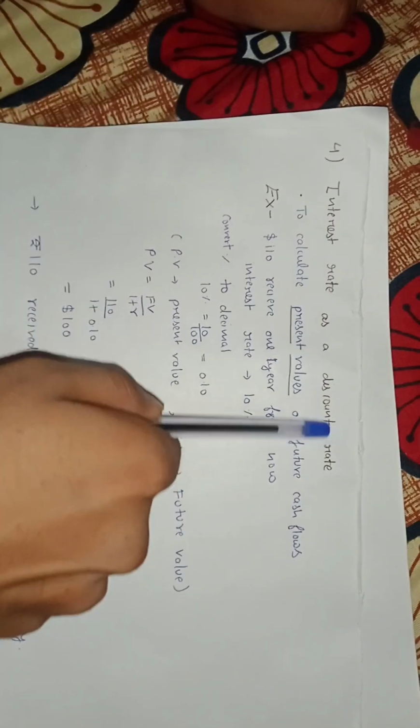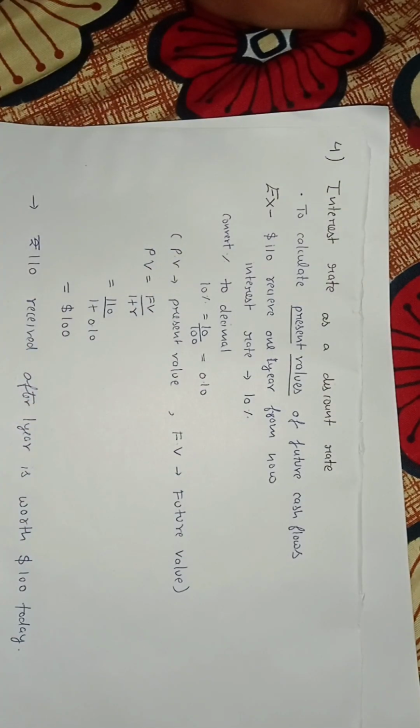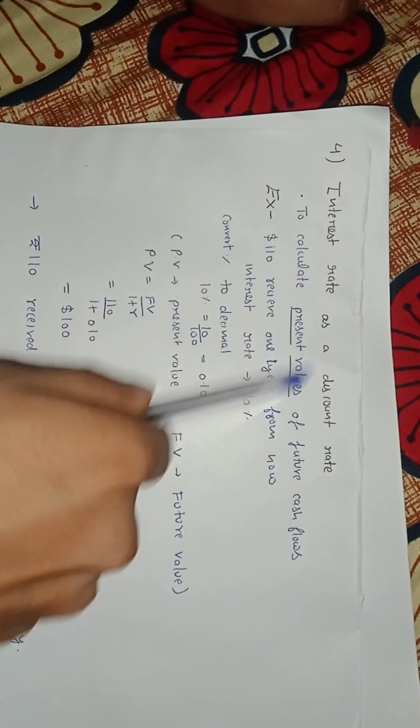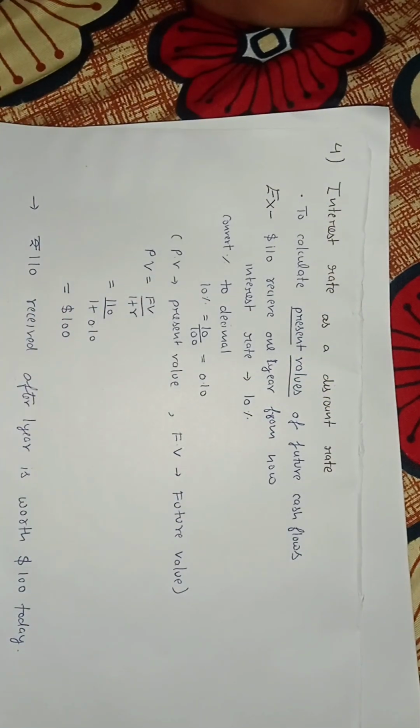Interest rate as discount rate. Interest rates are also called discount rates because they are used to calculate the present value of future cash flows. Imagine if you can borrow or invest money at 10% per year, the future payments should be discounted at 10% to find their value today.